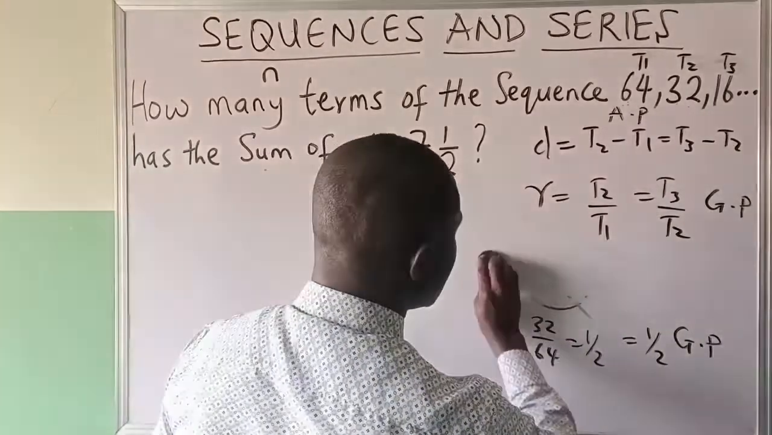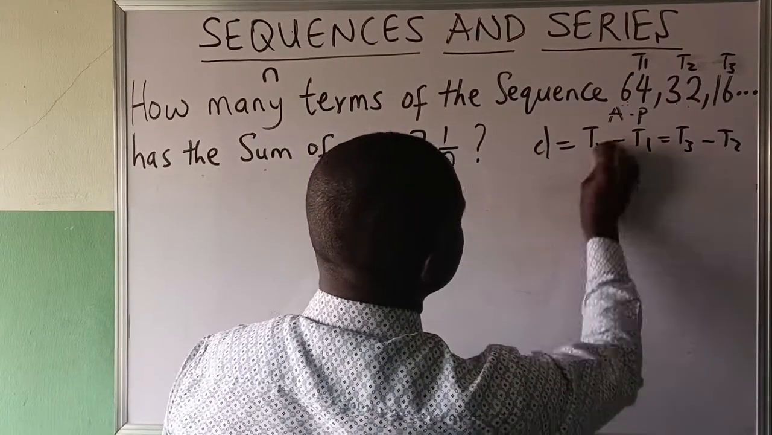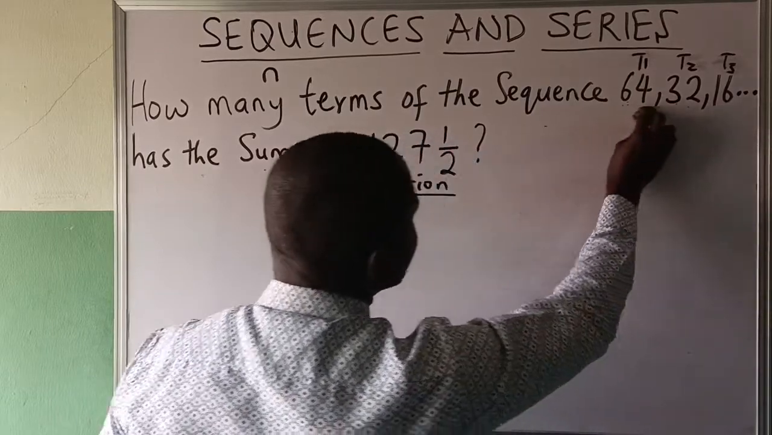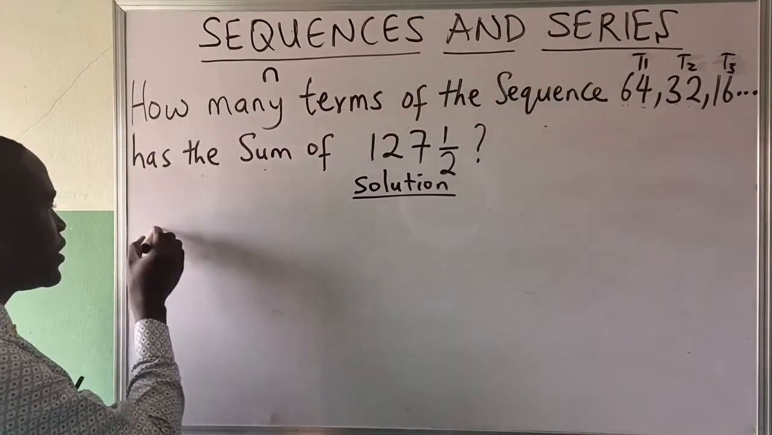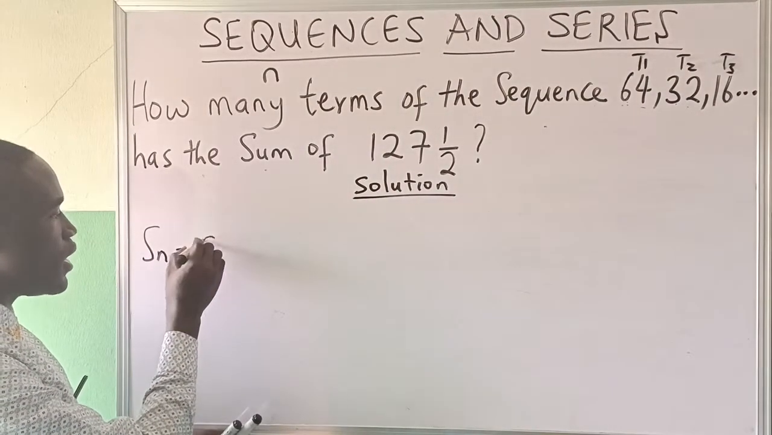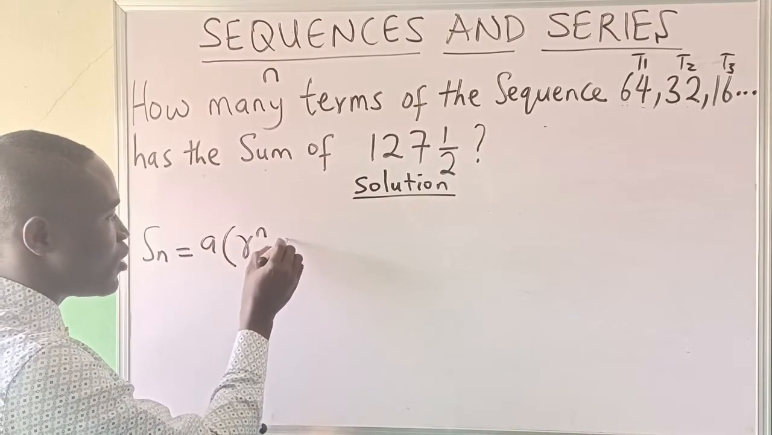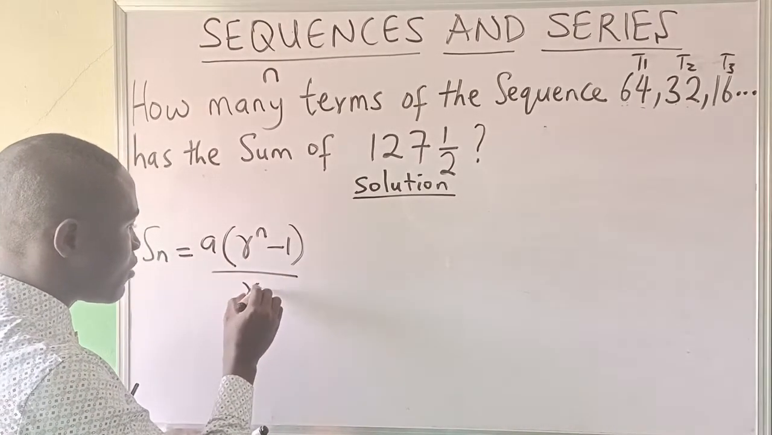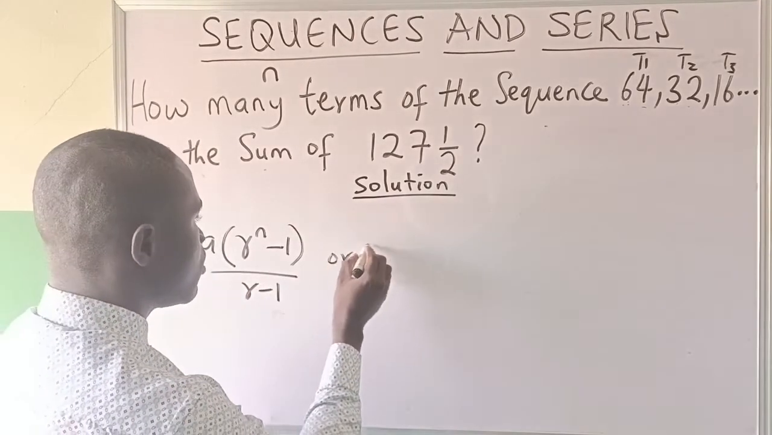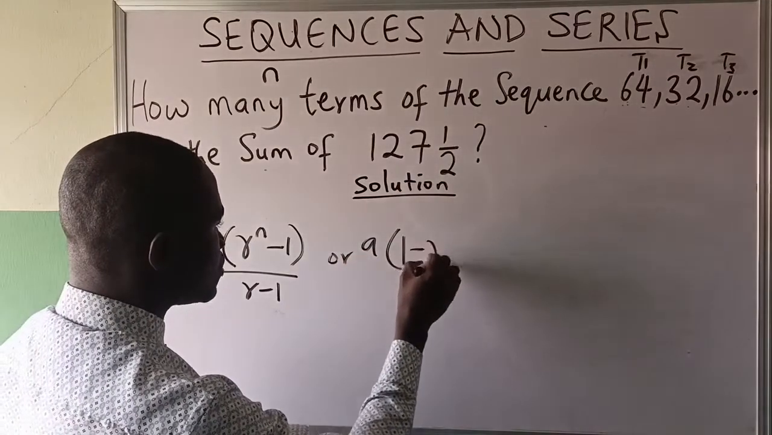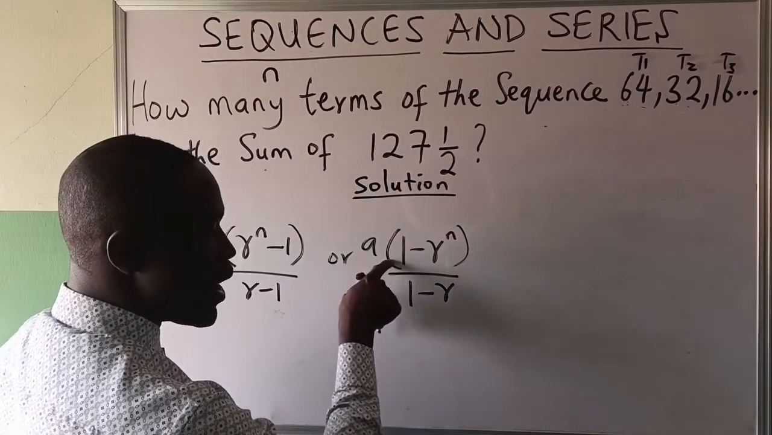So what we now do is that we recall from geometric sequence that the sum of the first n terms of a GP is Sn equals a bracket r raised to the power of n minus 1 all over r minus 1 when the common ratio is greater than 1, or a bracket 1 minus r raised to the power n all over 1 minus r when 1 is greater than this.